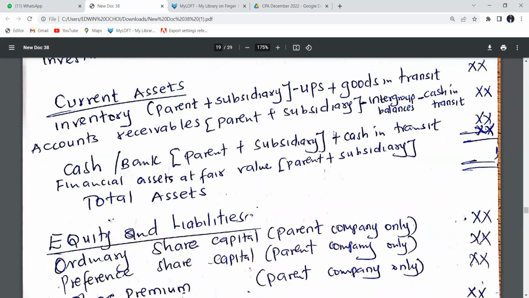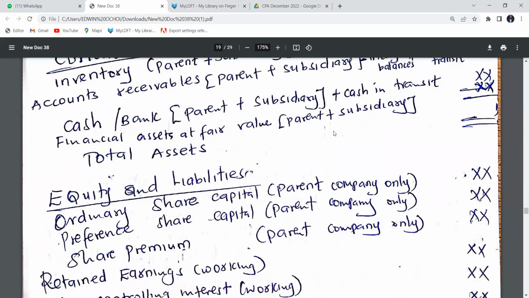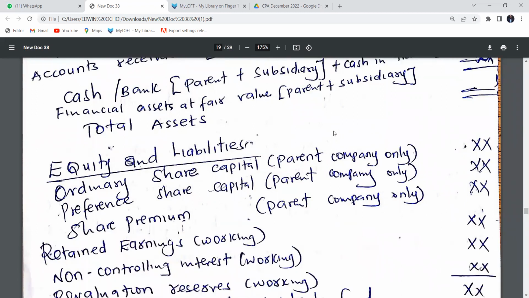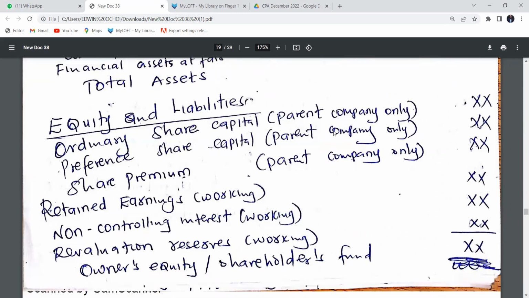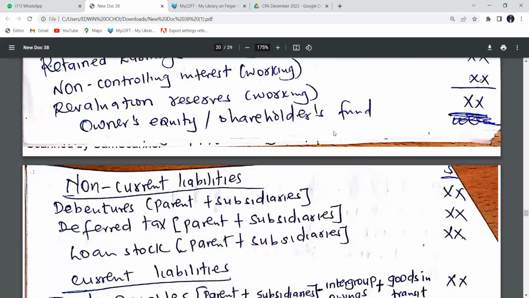For financial assets at fair value, it's direct, parent plus subsidiary. Equity, like ordinary share capital, preference share capital, and share premium, you take the figures of the parent company only. Retained earnings, non-controlling interest, and revaluation reserves need workings.